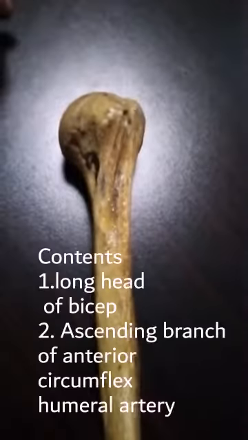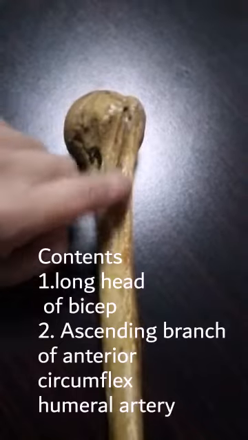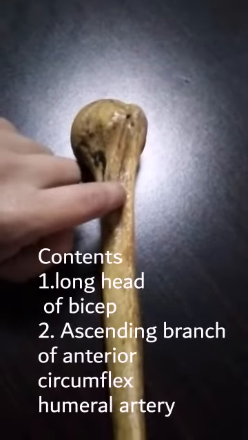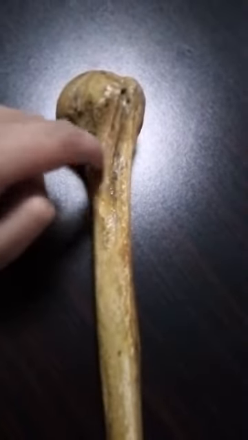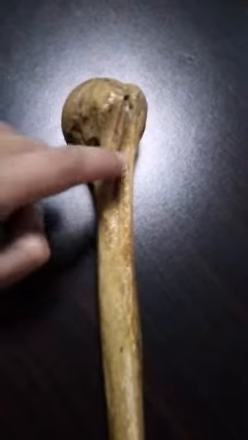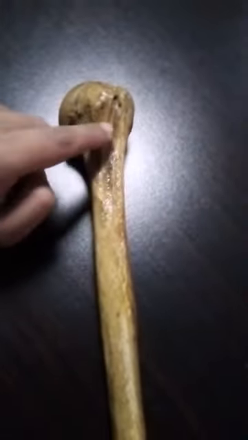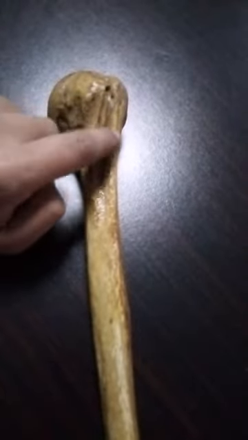Secondly, the ascending branch of the anterior circumflex humeral artery also passes through this. The contents of the bicipital groove hence are the long head of biceps and the ascending branch of the anterior circumflex humeral artery, because at the surgical neck the anterior circumflex and the posterior circumflex humeral arteries wind around. Now moving forwards, in the bicipital groove there is a medial lip and a lateral lip.